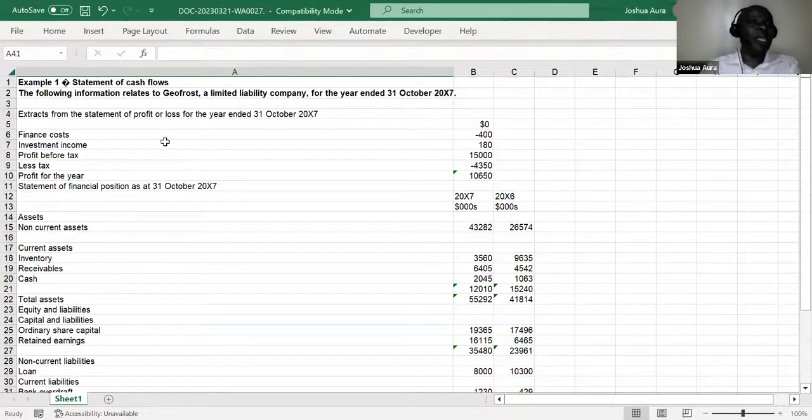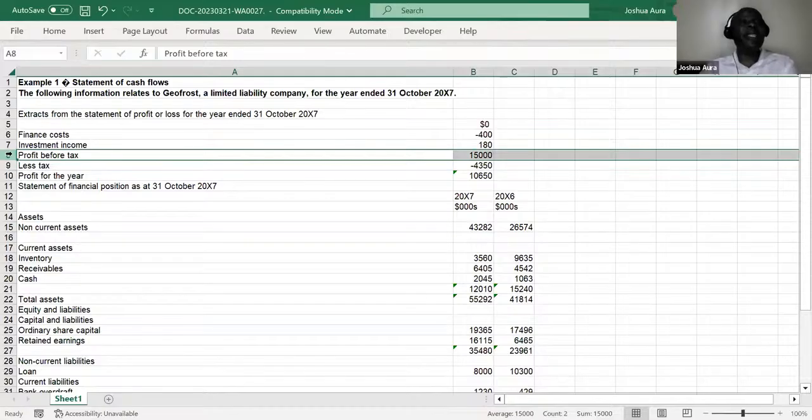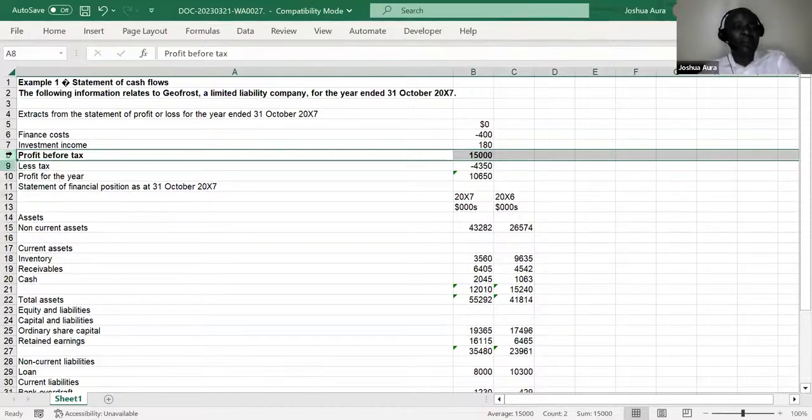So they've given me an extract of the income statement: finance cost, I can see investment income, I can see profit before tax. This is an item of interest. If I'm the one doing this exam, I'll highlight the entire row and even bolden it, Control B. Yeah, that's a very important aspect for me. We have less taxation, we have profit for the year.